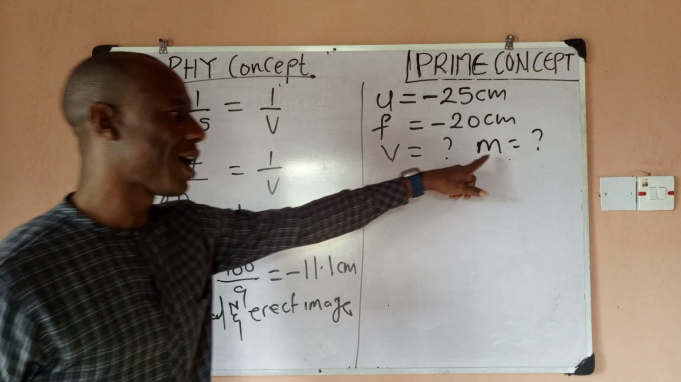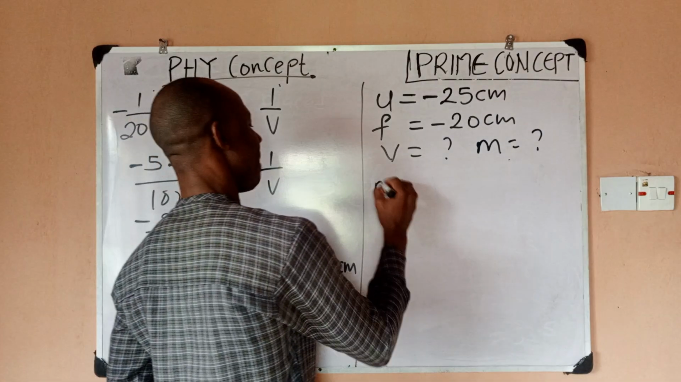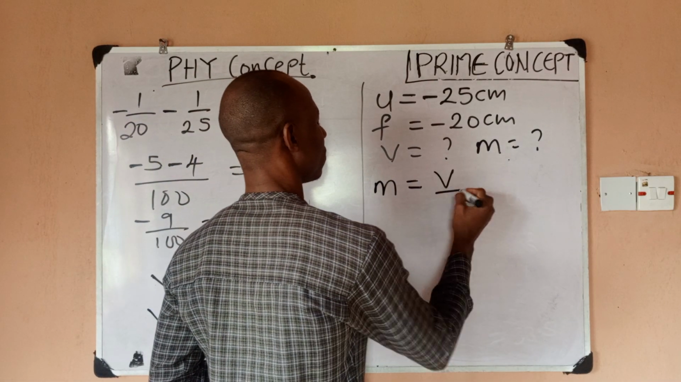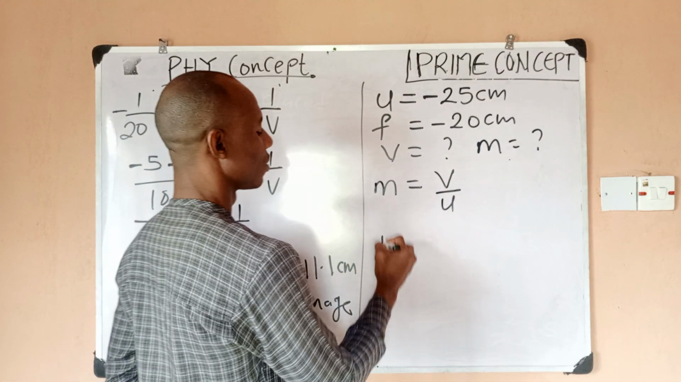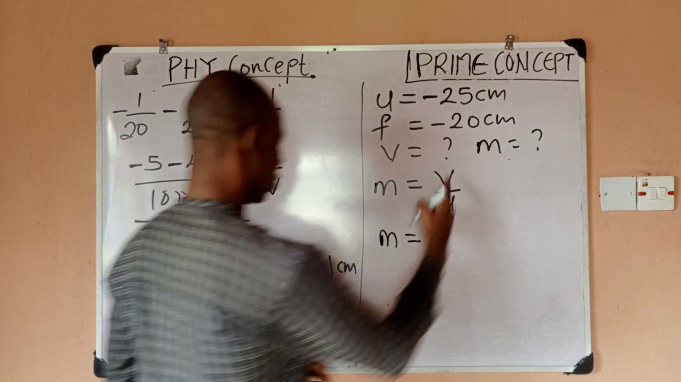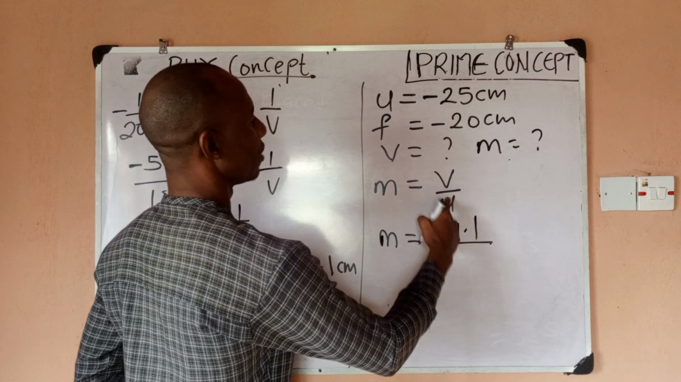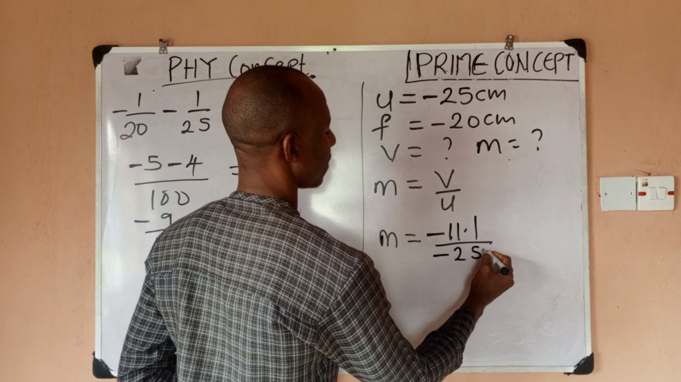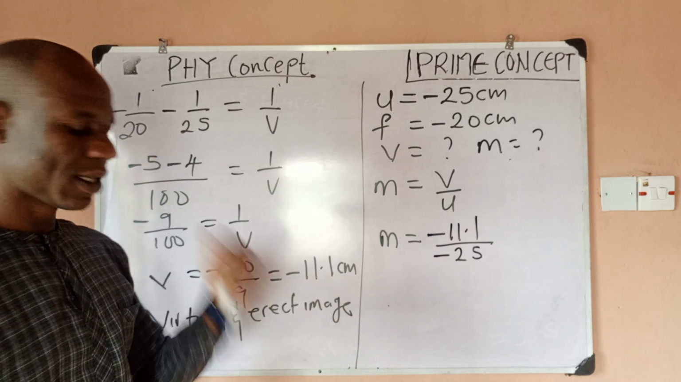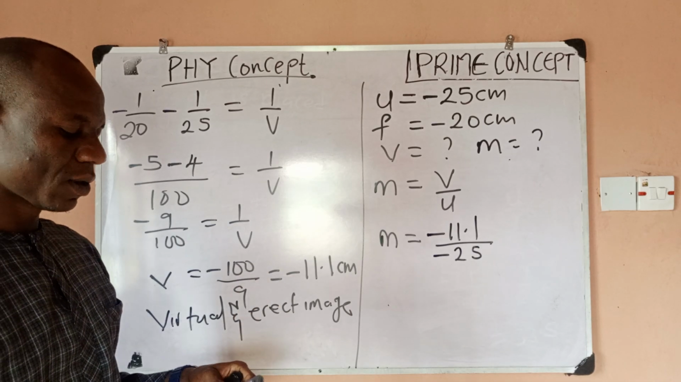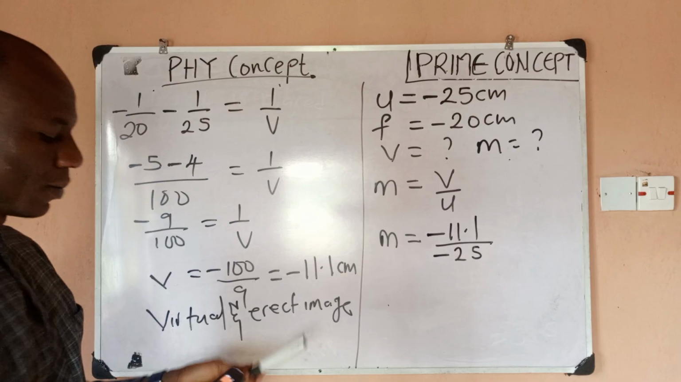Now the next thing we want to find is the magnification. We know that for a lens, magnification m is given as v over u, not minus v over u, because of our convention. So m is going to be v, which we have gotten as minus 11.1, divided by u, which is minus 25. If I divide these two, obviously you can see that you get 0 point something, telling you that the image is smaller than the object.